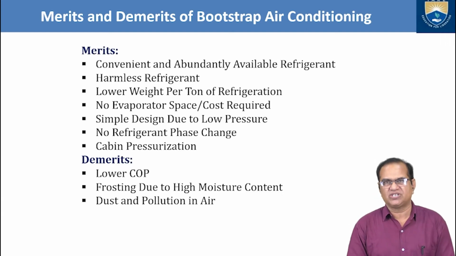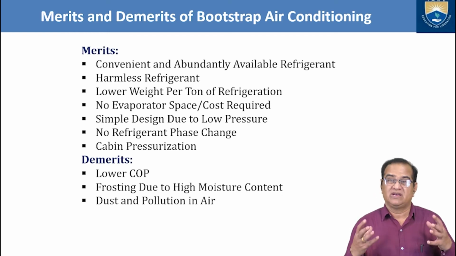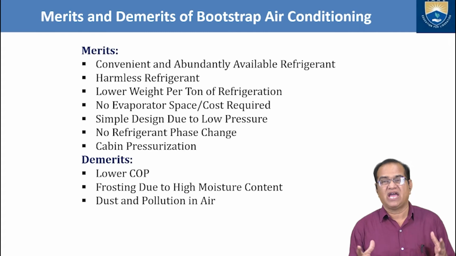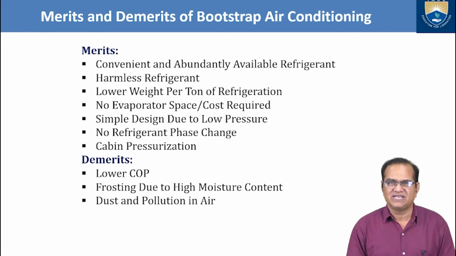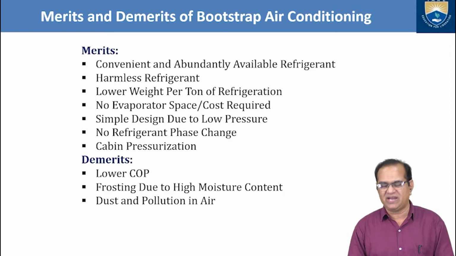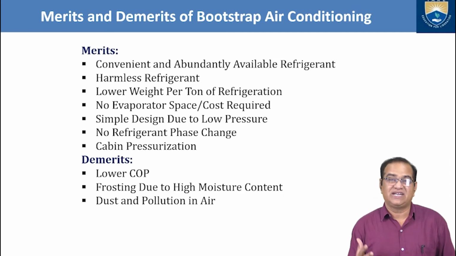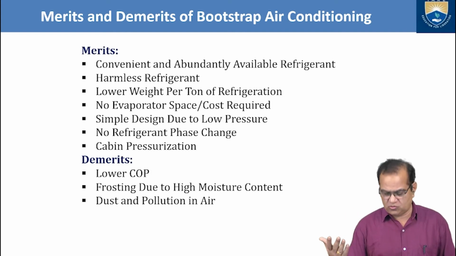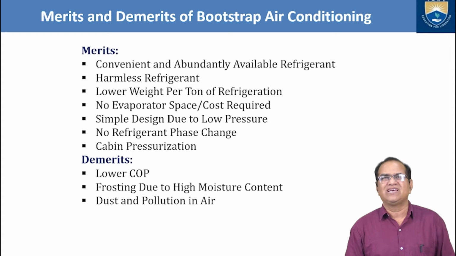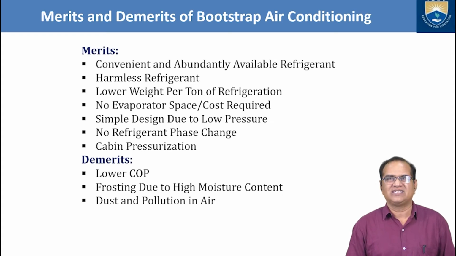Frosting due to high moisture content in the atmosphere. You may get some moisture, and this moisture may freeze inside the pipes, and blockage may take place. So that is also one disadvantage, and dust and pollution of air will also enter this type of system. So these are the demerits, but if you see, the merits are very many. So in aircraft we normally use this type of air conditioning system.